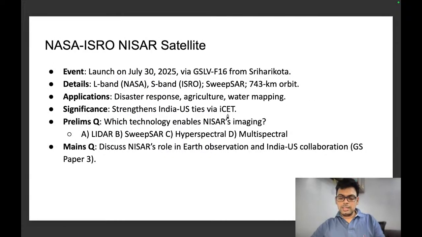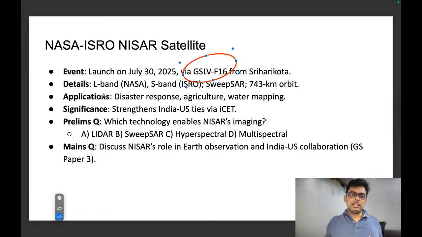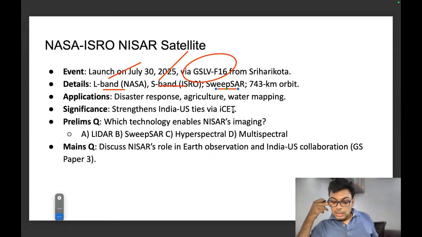Next thing is the NASA-ISRO NISAR satellite. Basically, this NISAR satellite is going to be launched in July 2025. GSLV F-16 will be used for its launch, and it has L band and S band. L band belongs to NASA, S band belongs to ISRO, and its swath is 242 kilometers, in a 743 kilometer sun-synchronous orbit.